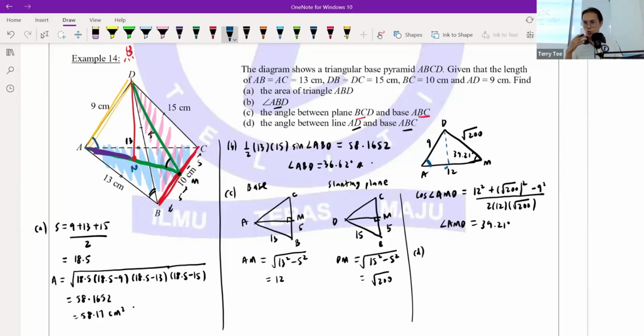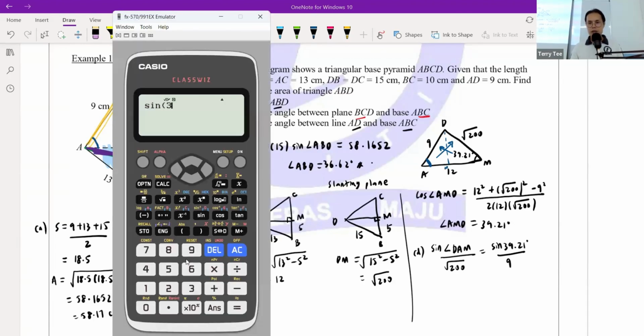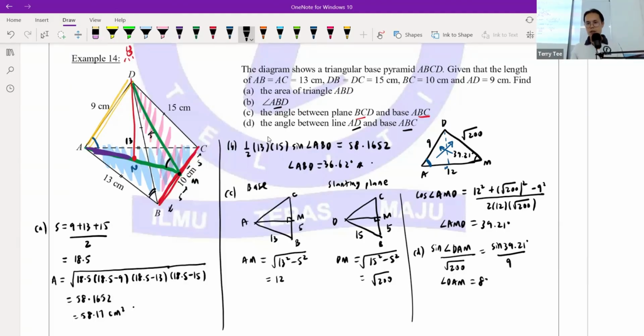So what we need is to use sine rule to find this angle, because we know this angle and we know the opposite side. We can use sine rule, right? So sine angle DAM divided by square root 200 equals sine 39.21 divided by 9. Calculator: sine 39.21 divided by 9 times square root 200. Whatever I get here, shift, sine, answer equals 83.39. Yeah, DAM is 83.39.